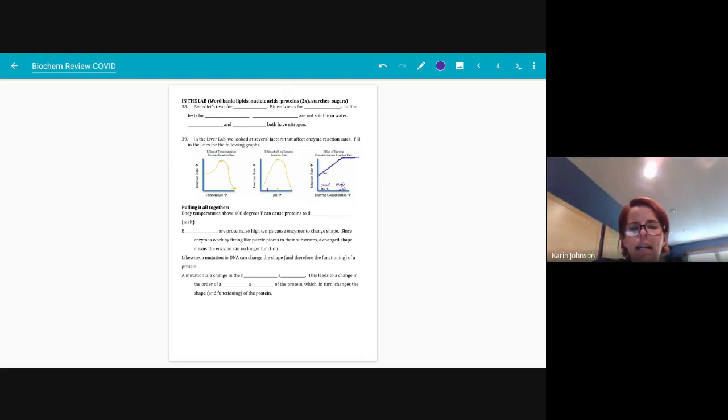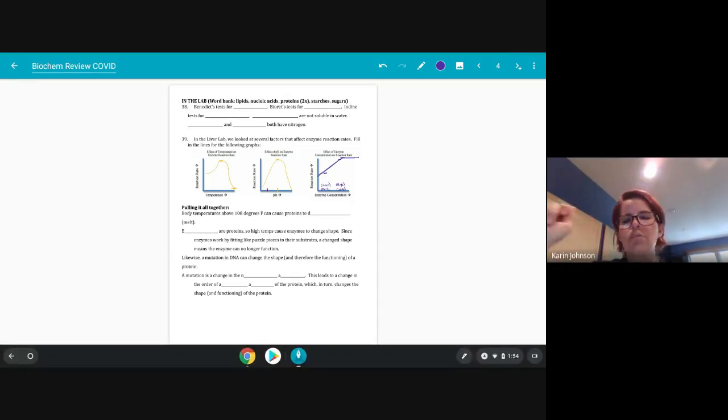And then lastly, a mutation is a change in the nucleic acids. We learned about nucleic acids. DNA is deoxyribonucleic acid. This leads to a change in the order of the amino acids of the protein. Remember that all DNA does is tell our body how to build proteins. It tells us which amino acid to put after which amino acid. So, which in turn changes the shape and the functioning of the protein.